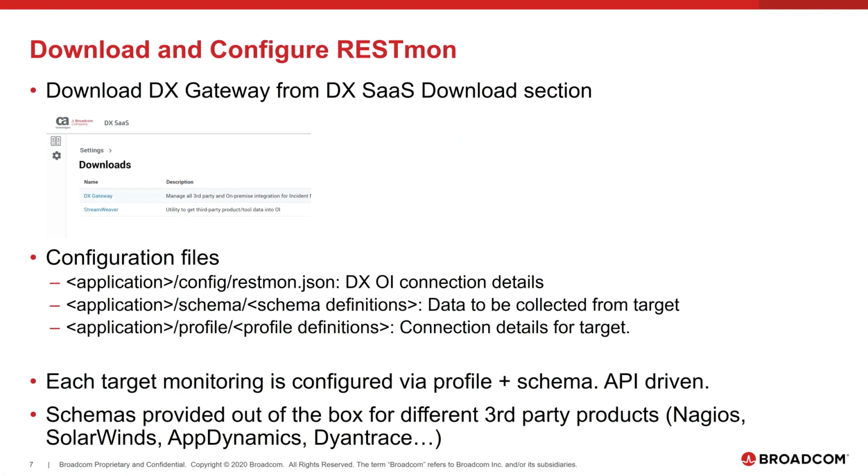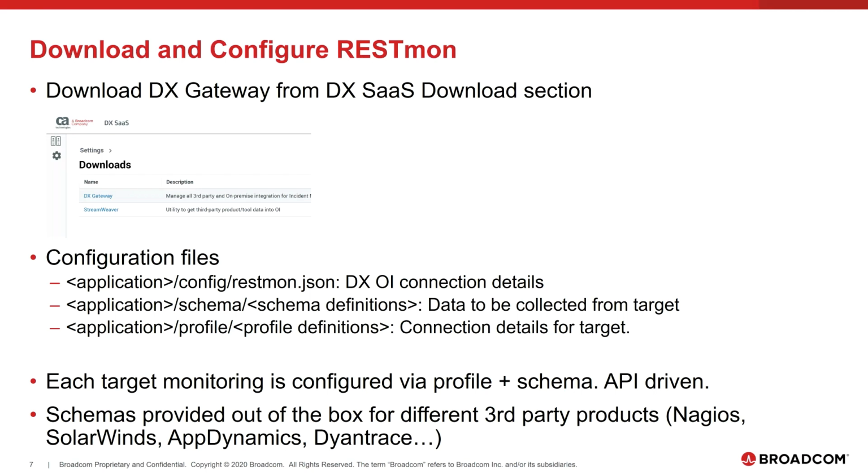We need to go into our DX SaaS platform in the download section, and I will show this in the demo, and select the DX Gateway component. We can install it on any Windows or Linux machine, and we'll have several configuration files available that I will explain briefly here. We have the RESTmon.json that contains the DXOI connection details.